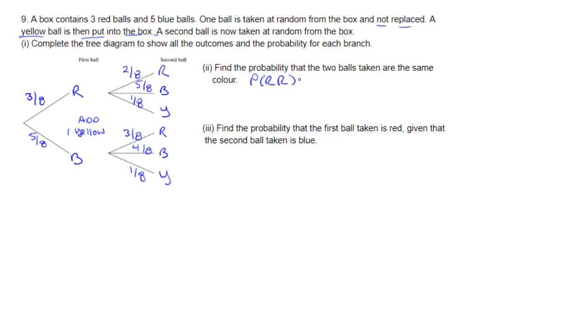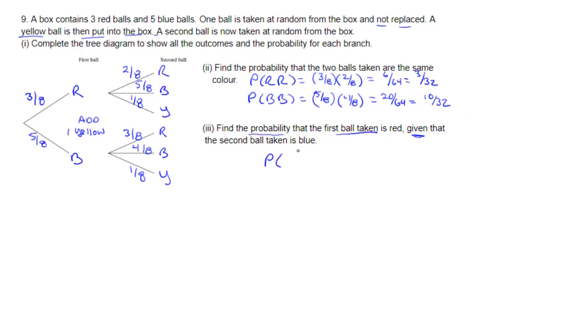Now find the probability that the 2 balls taken are the same. Well, there's only 1 yellow one, so that's not possible, but there could be 2 reds and there could be 2 blues. So all we do is multiply those and then add them up, and we're going to get 3 over 32 for the 2 reds, and then for the 2 blues, 20 over 64, which reduces to 10 over 32, and then we add them together.